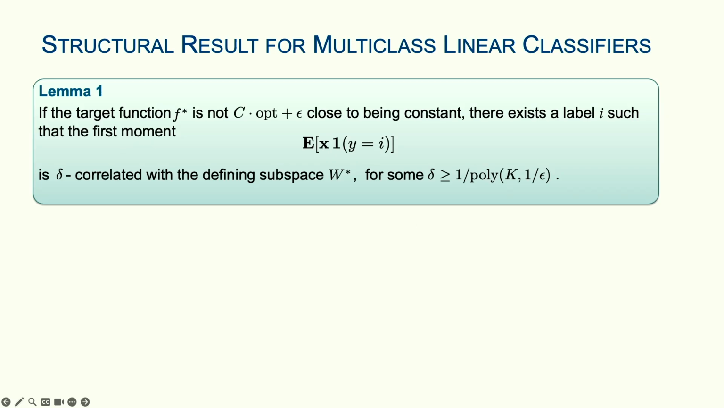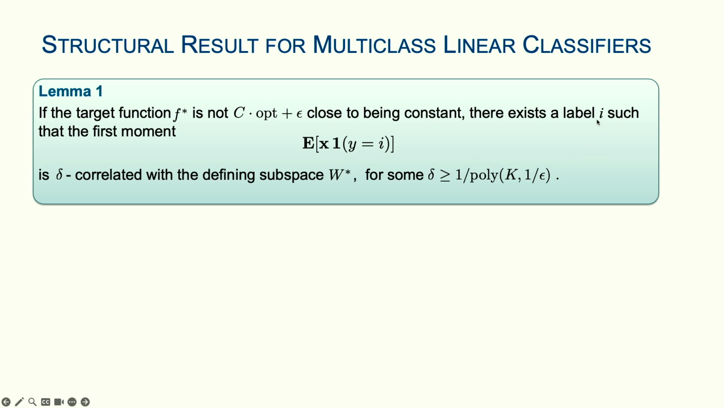But here is a lemma that motivates what we do. This is a structural result. What does it say? The function f star is a target function. It's a multi-class linear classifier. If this function is not very close to being constant, so that one of the k labels is not close to everything, then there exists one label, between 1 and k.